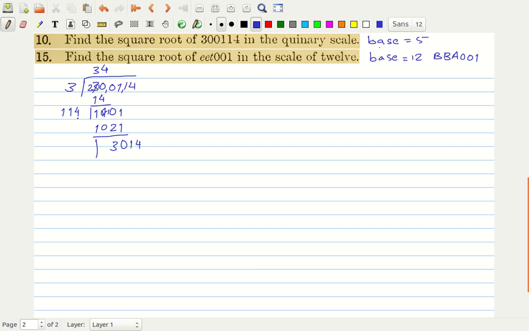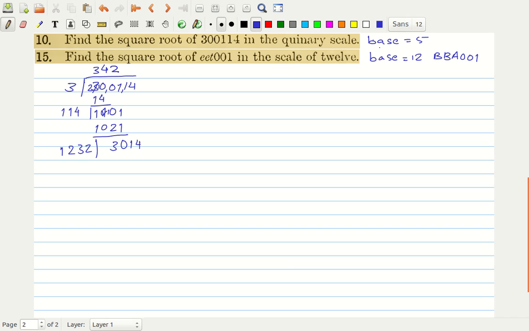So 4 plus 4 is 8, which is actually 1, 3 in base 5. So you have a carryover of 1. 1 plus 1 is 2 and 1. Now again we have to find one integer such that if I multiply here by that integer, I should get a number less than or equal to 3014. I can see 4 here, so let us first try 2.